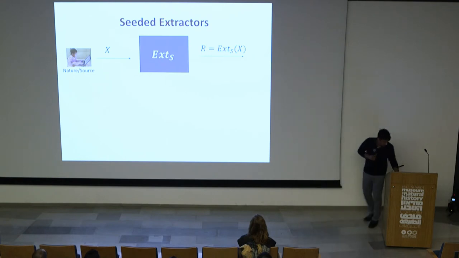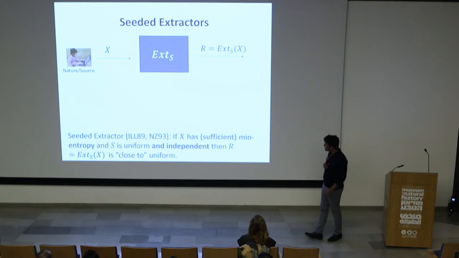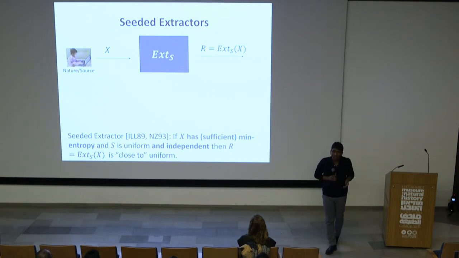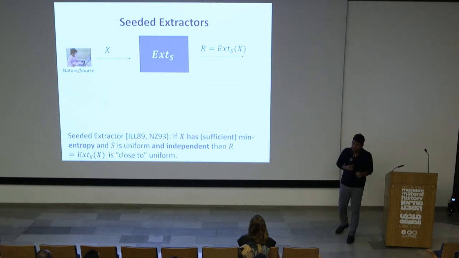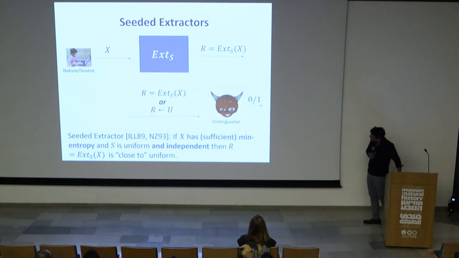Okay, so in particular, the guarantee you can get is if X has sufficient min entropy, and here's the crucial thing, if the seed is uniformly random and independent of the source, then what you get out is a uniformly random string, close to uniform. Okay, this is what you get. It's all classical stuff.